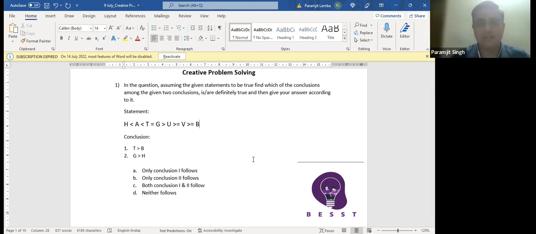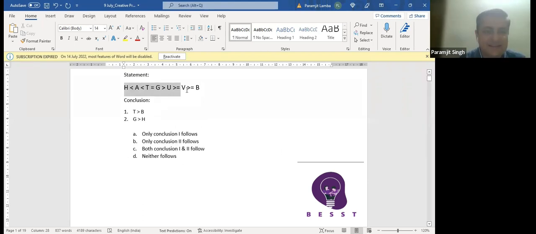H A T G U V B. So the relationships are given for each of the alphabets. The conclusion from this statement is T is greater than B and G is greater than H. Now what you need to decide is whether only the first is true, or only the second is true, or both 1 and 2 are true, or neither is true. Please put your answers in the chat. If this is the statement and the conclusion is T is greater than B and G is greater than H, which of the A, B, C, D are correct?